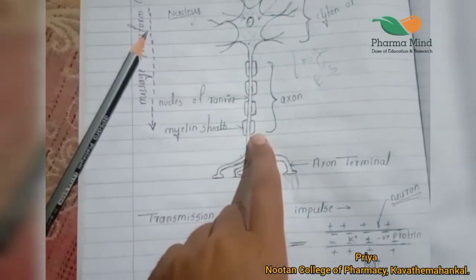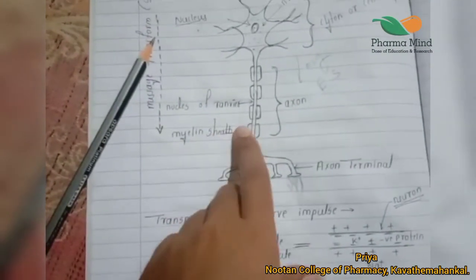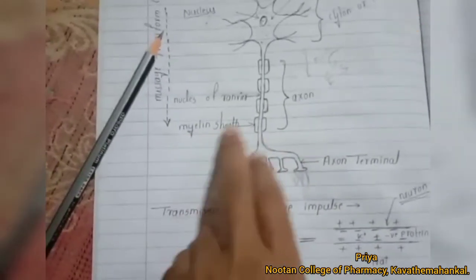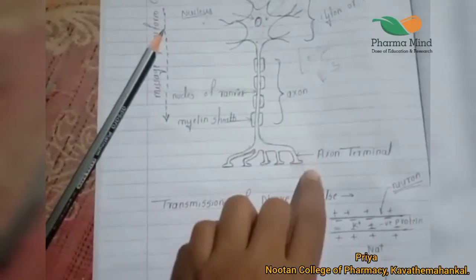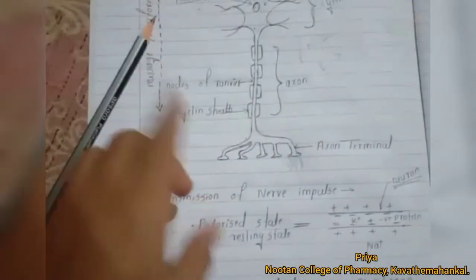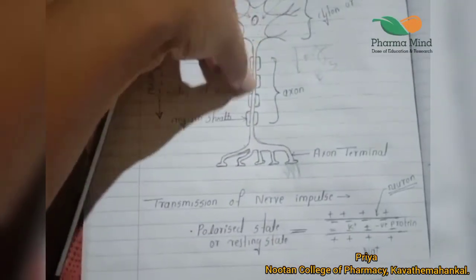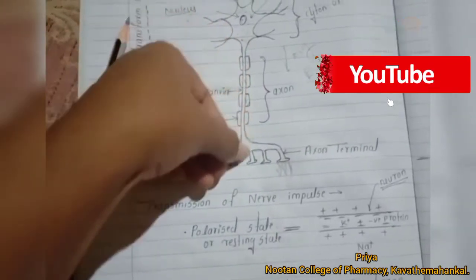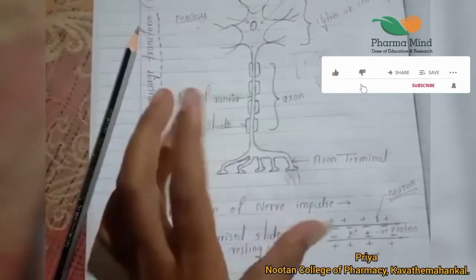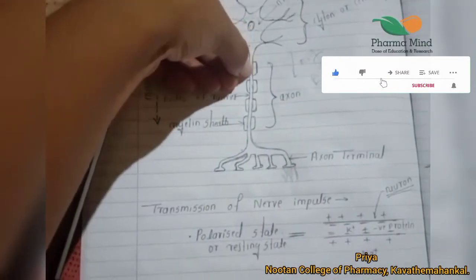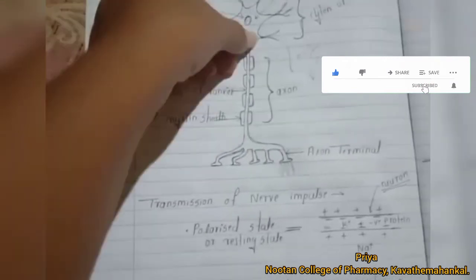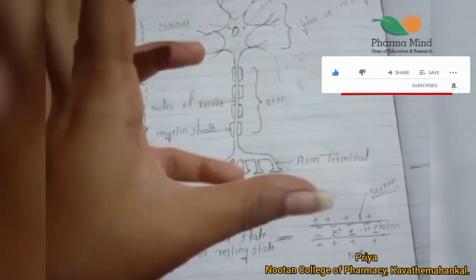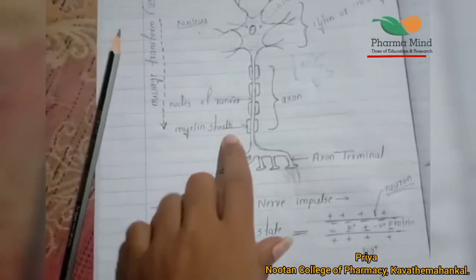Understand? Now why is the myelin sheath necessary? The myelin sheath passes the electrical signal safely. First, the myelin sheath forwards the message safely, and the speed of the electrical signal is increased. This is the function of the myelin sheath.